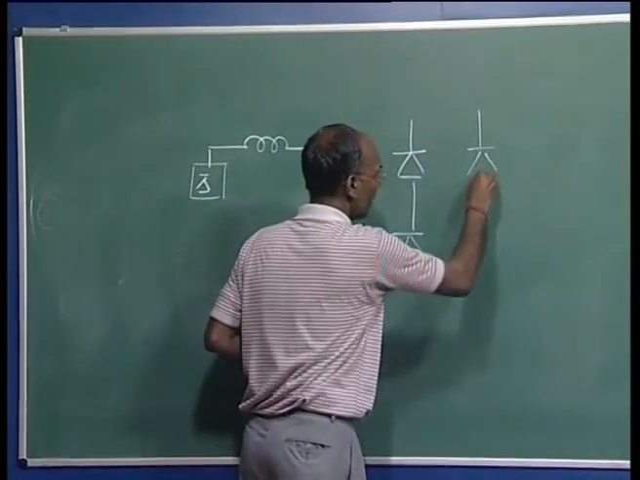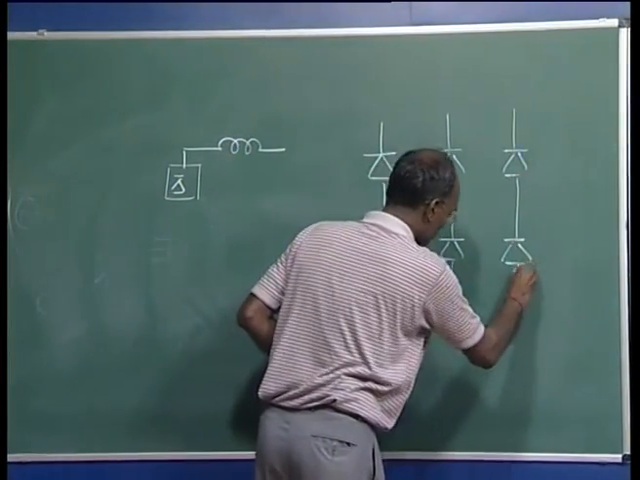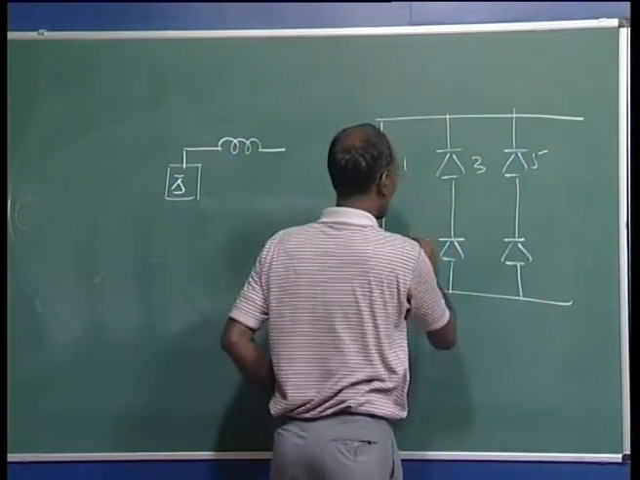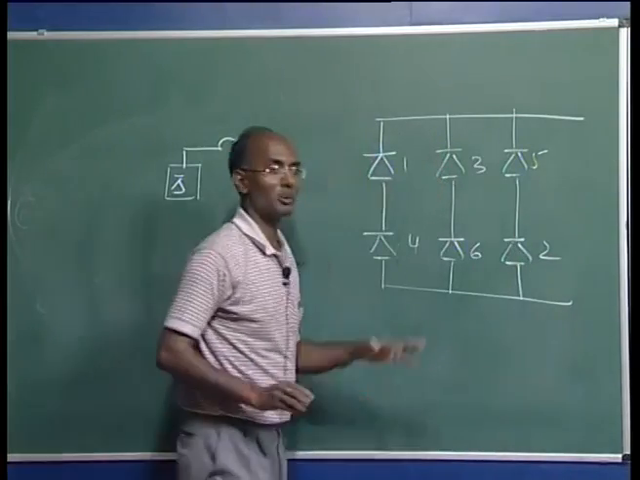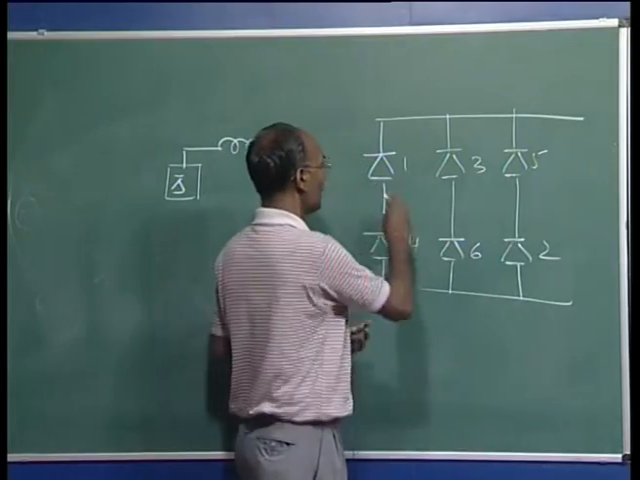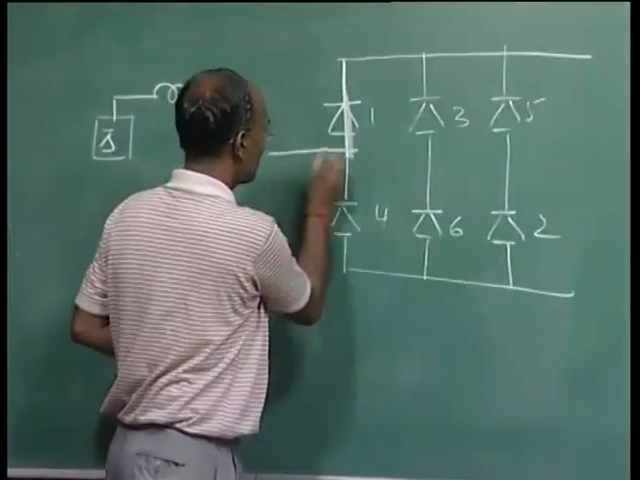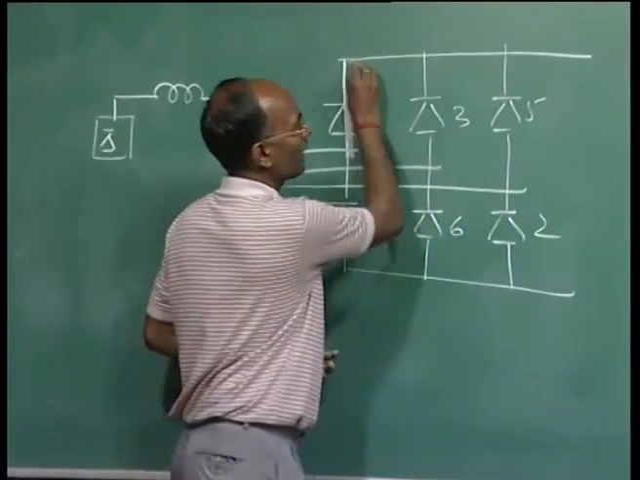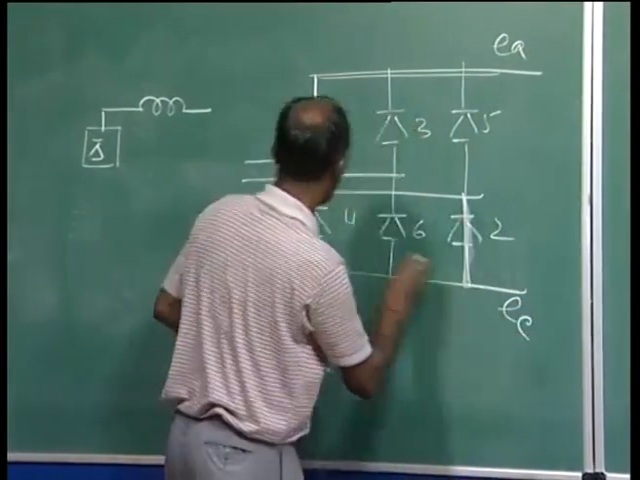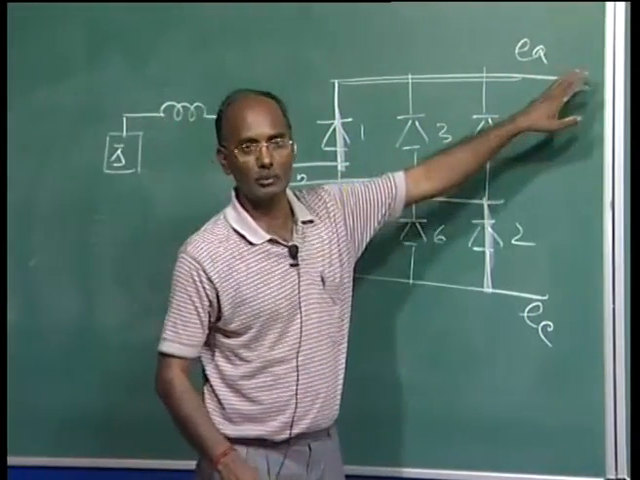If I draw here, this is your bridge converter. This is 1, 3, 5, 4, 6, 2. Now, you will ask why I am using this numbering, we will see later on. This is very easy to remember. Let's suppose this is conducting, this 1 and 2, this is a 3 phase, meaning we are having here EA, and this is conducting, meaning we are having EC, because the A, B and C phases are there. So, this pulse will be automatically going.